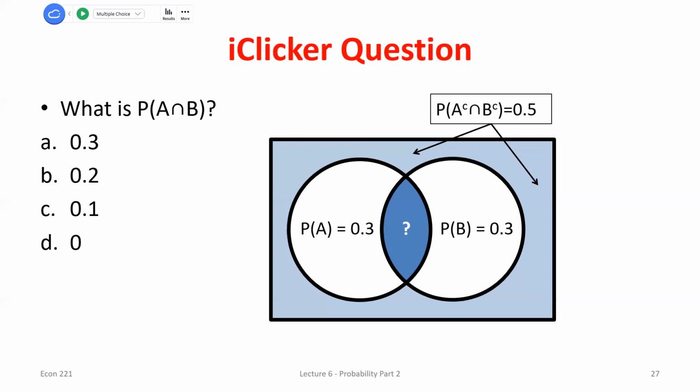From here, it's just a little bit of algebra. You can do it however you want, but I could move this to both sides, so that cancels. So 0.3 plus 0.3 plus 0.5 would be 1.1.